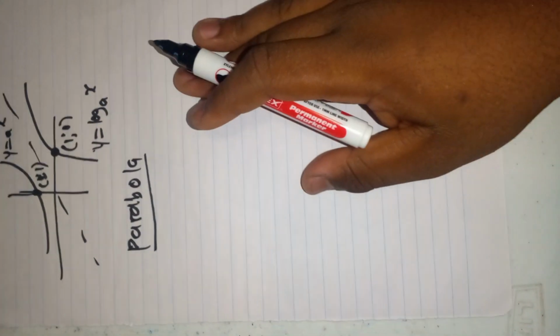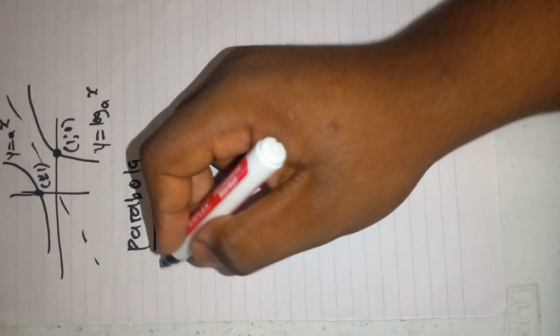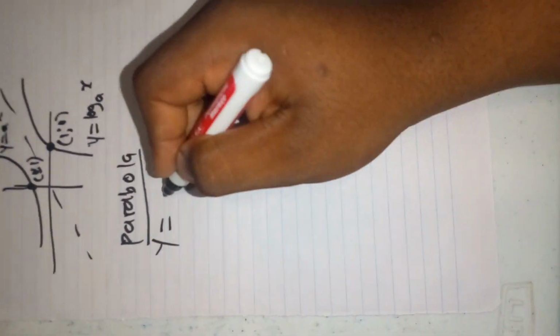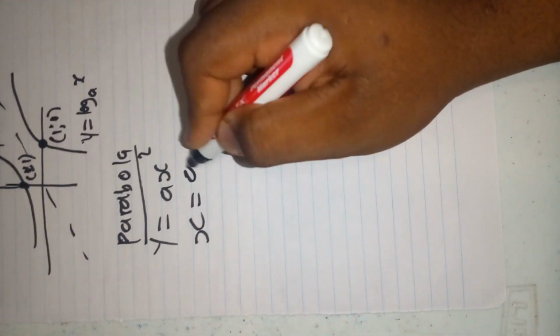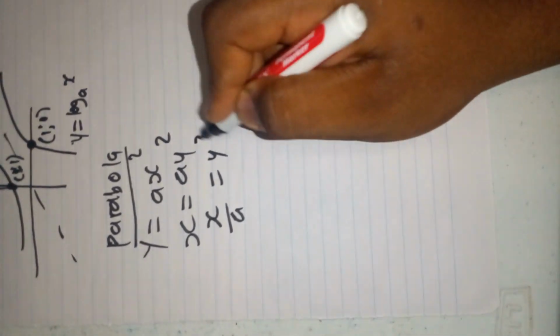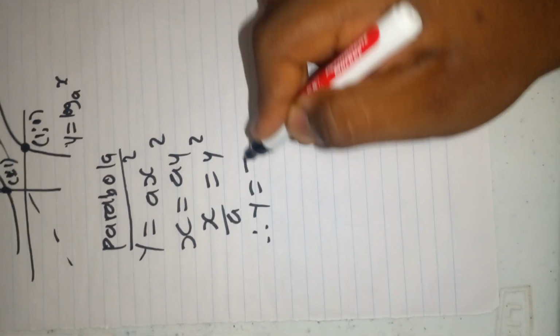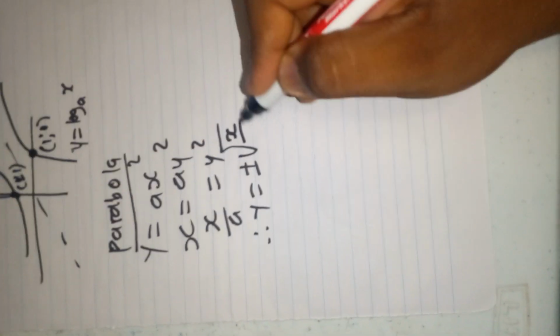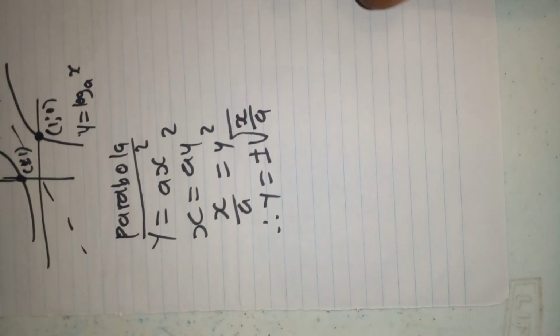So now on the second one, parabola, you know what the original equation is? y equals ax squared. Number one, you swap x and y, so x equals ay squared. Divide both sides by a. Therefore y is going to be equal to plus or minus the square root of x over a, because we are talking about a square root.